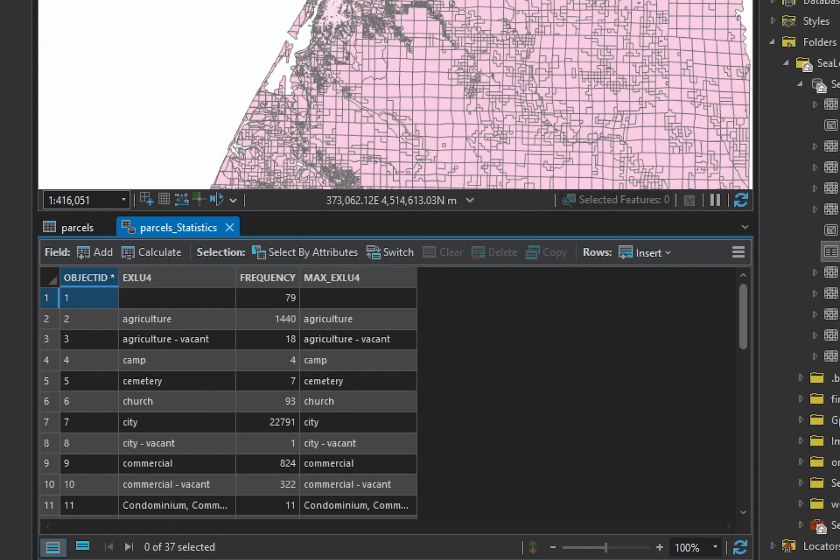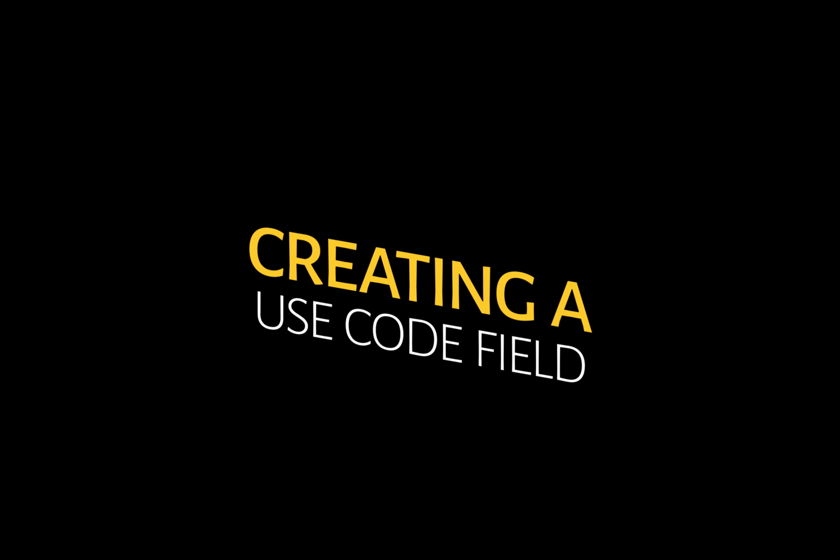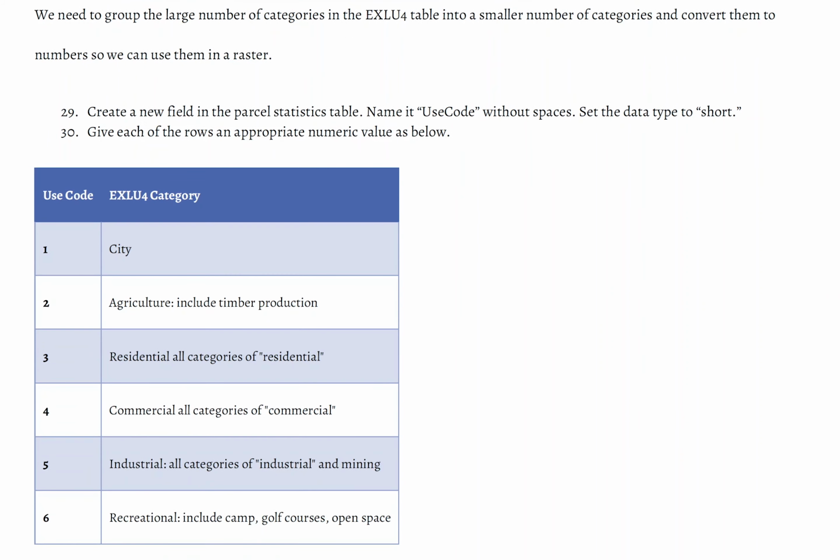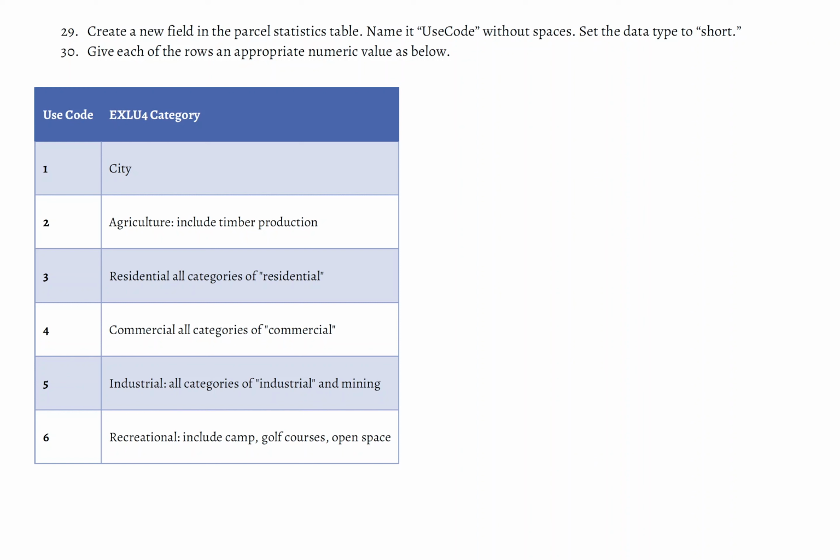For the next step, you're going to classify the land use categories by assigning them a number from 1 through 9, creating a use code field. According to the written instructions, we are going to use 9 different use codes. We'll assign a number 1 to parcels classified as city, a 2 for parcels classified as agriculture, including timber production.